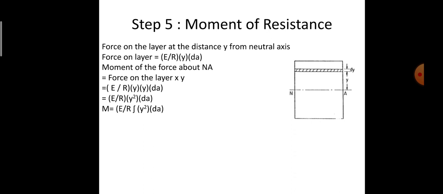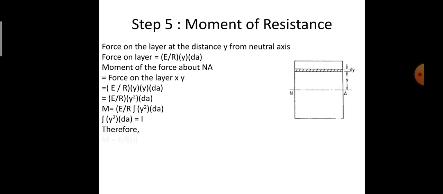If I want to determine the total moment of forces on the section of the beam, it is the integration of the above expression, E by R times y square dA. The integration of y square dA is nothing but the moment of inertia. The expression integration of y square dA represents the moment of inertia of the area of the section about the neutral axis. Therefore, it is represented by I.